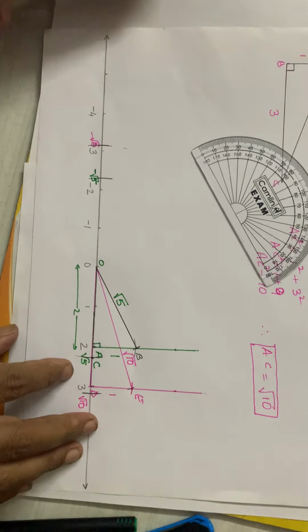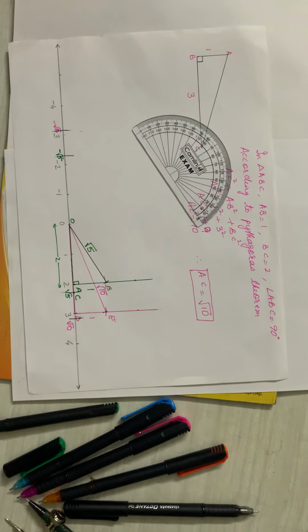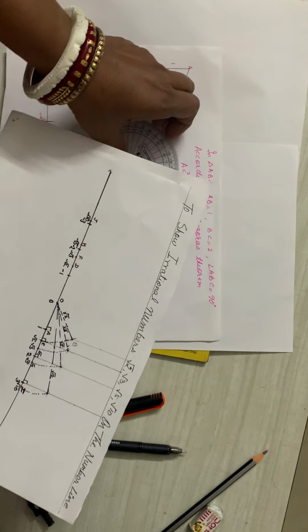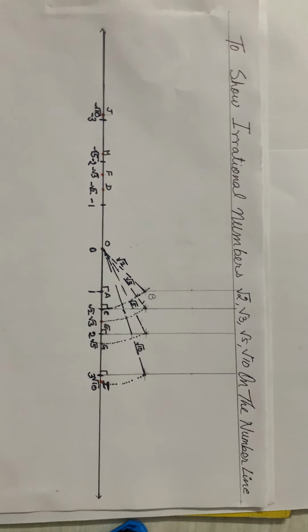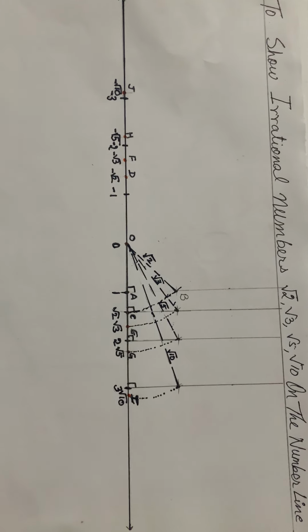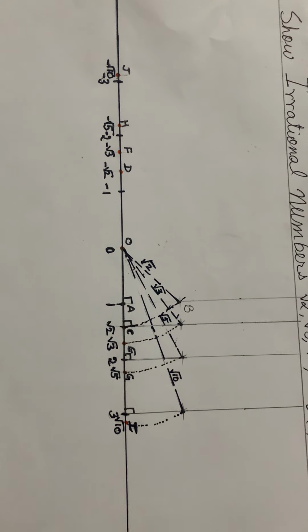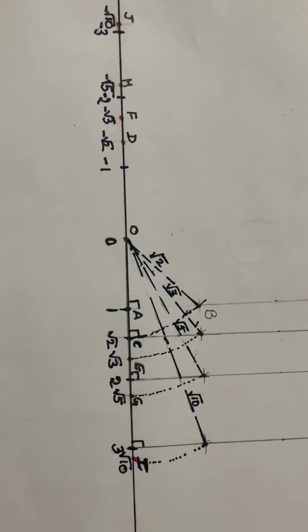In this manner, we can show rational numbers and irrational numbers on the number line. Here on this paper, I have plotted all the numbers which we have considered, like root 2, root 3, root 5, root 10 on the same number line.